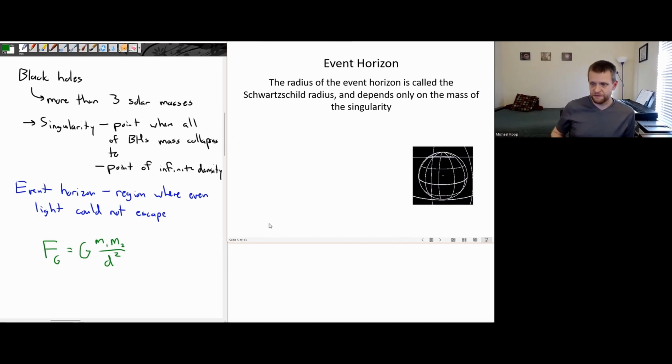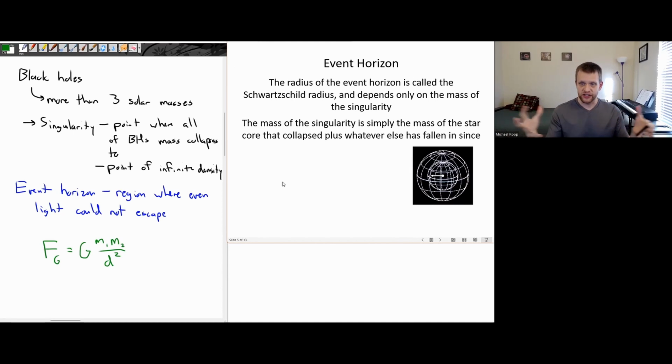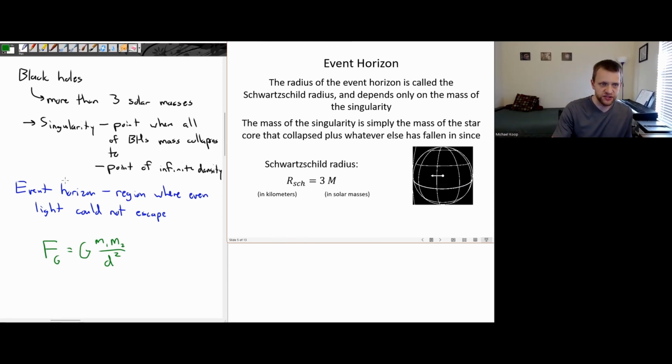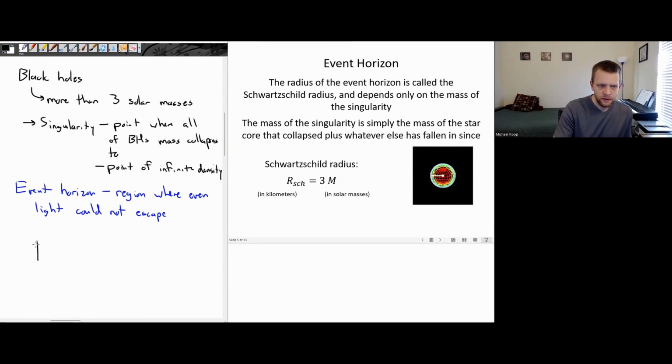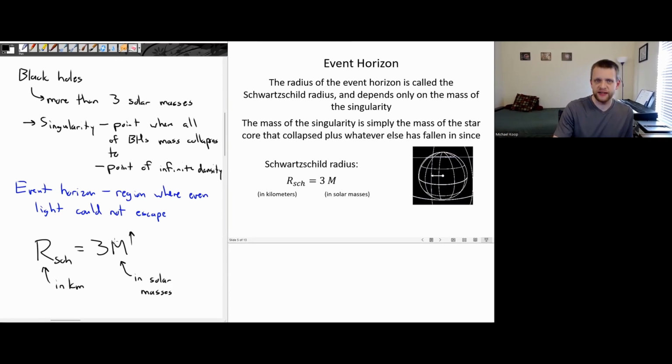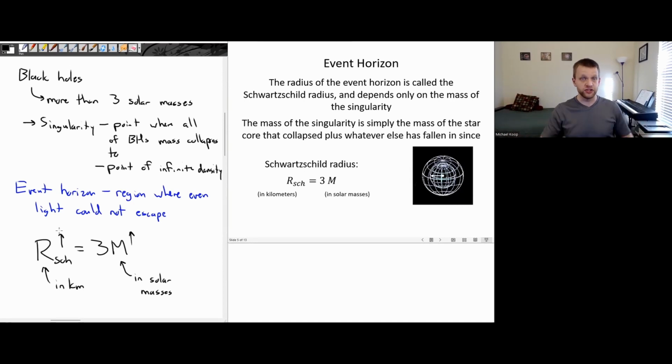In fact, there's a fairly simple equation for this. The radius of that event horizon is called the Schwarzschild radius, and this depends only on the mass of the singularity. Again, that mass is just the mass of the star core that collapsed plus anything that's fallen in since. This Schwarzschild radius in kilometers is basically just 3 times the mass of that black hole in solar masses. The higher the mass of the object, the larger that event horizon radius is going to be.